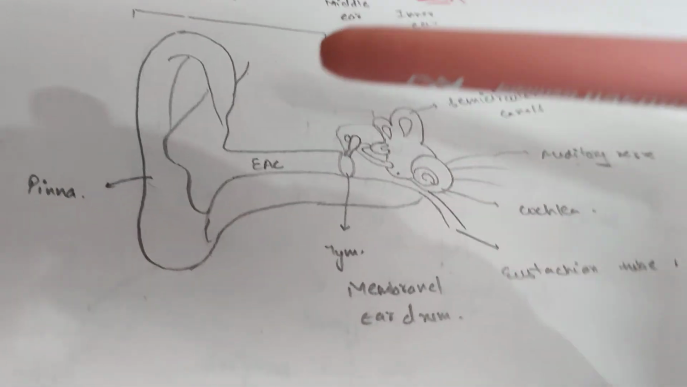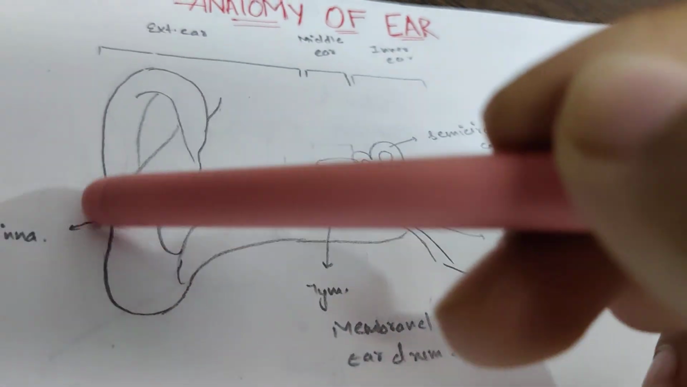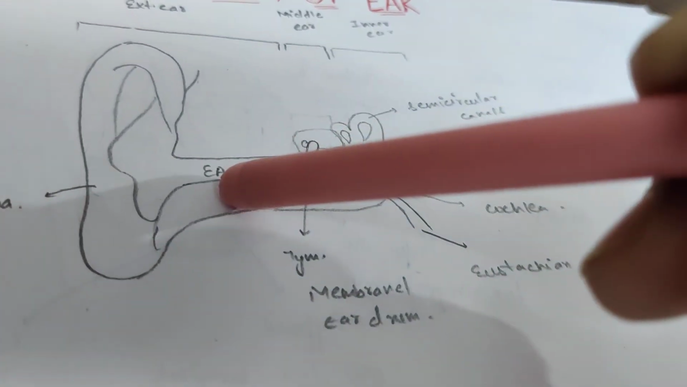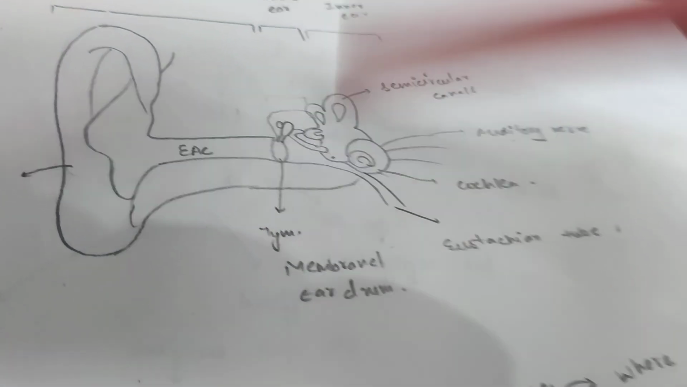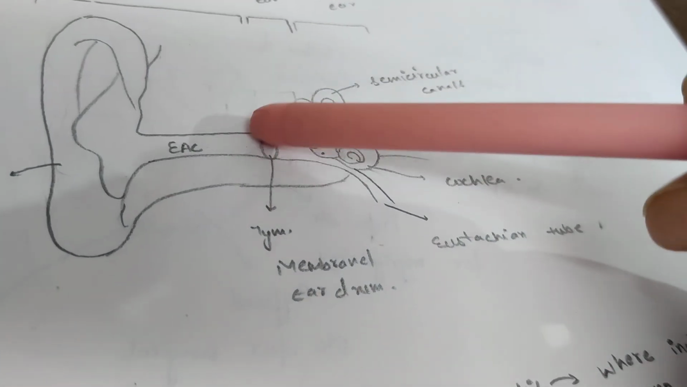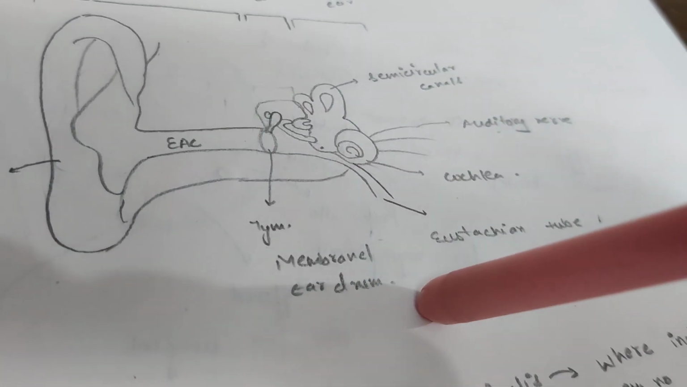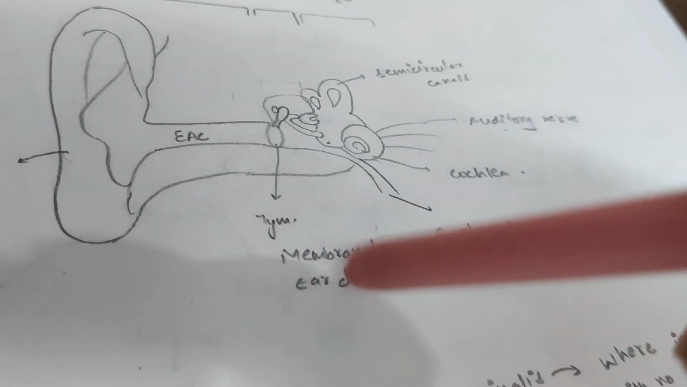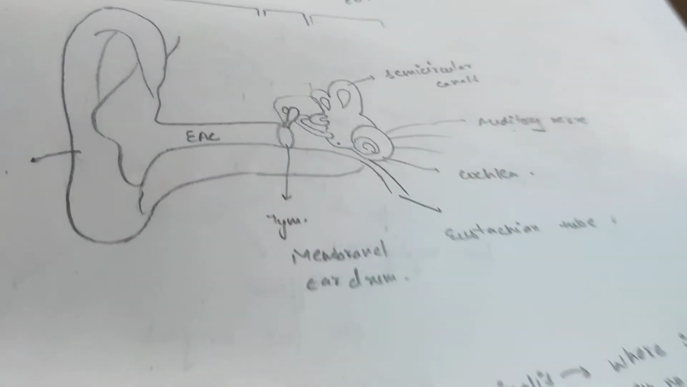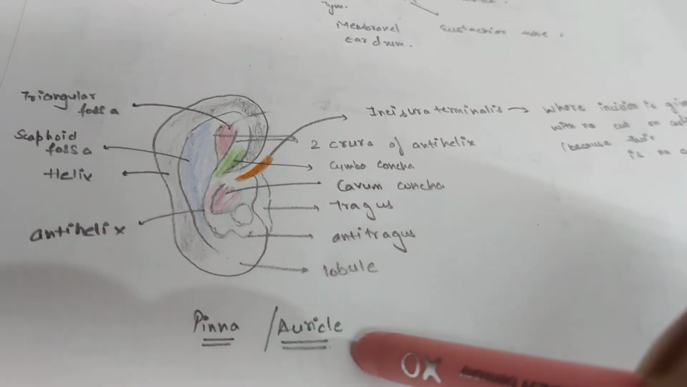It is basically constituted of three parts: auricle or the pinna, external auditory meatus or external auditory canal (EAC), and the tympanic membrane, also known as eardrum. It all constitutes the external ear. So first we discuss this. Here is the auricle or pinna.